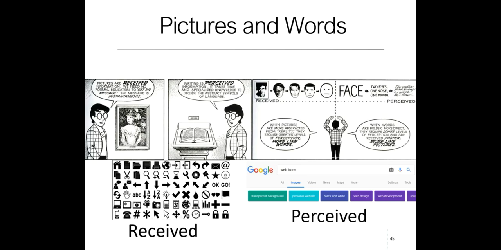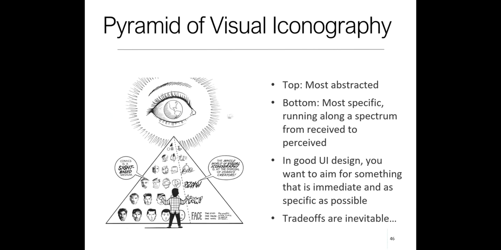So where pictures are more abstracted from reality, they require greater levels of perception, more like words. And when words are bolder, more direct, they require lower levels of perception and are received faster, more like pictures. And then you get to something like the pyramid of visual iconography, where the top is the most abstracted and hard to follow and understand, and at the bottom they're the most specific, running along the spectrum from received to perceived. So in good UI design, you want to aim for something that is immediate and as specific as possible.